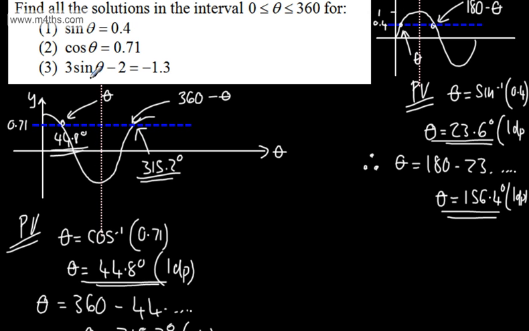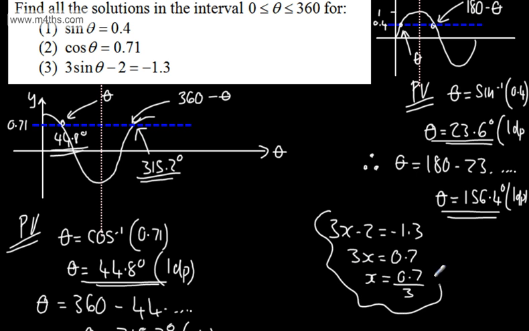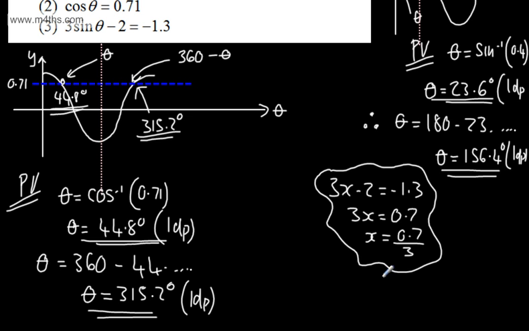If we look at the next one, 3 sine theta minus 2 is equal to negative 1.3. If I ask you to solve the equation 3x minus 2 is equal to negative 1.3, you'd add 2 to both sides, which would give us 3x is equal to 0.7, and we divide by the 3. 0.7 divided by 3. We do exactly the same here. We're simply getting an equation that says sine theta is equal to some number.